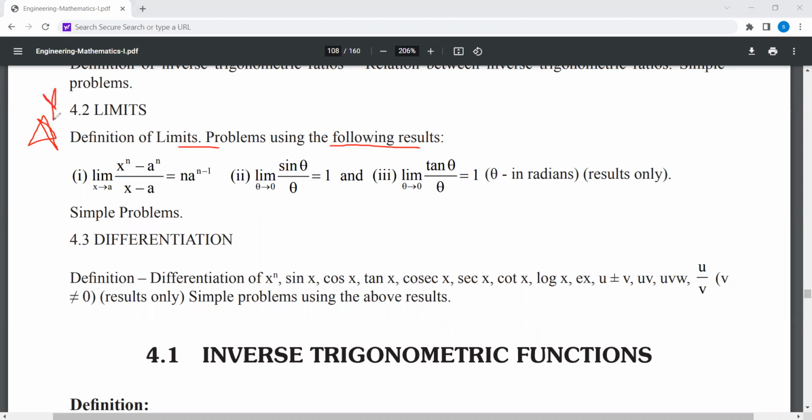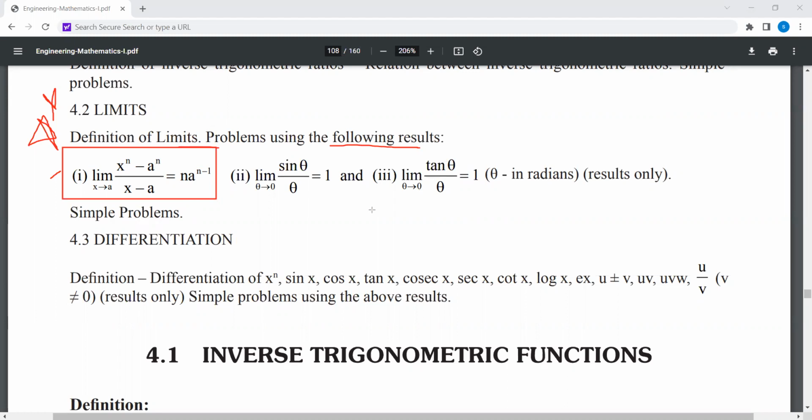Important formula of limits. The first formula is limit x tends to a, x raised to n minus a raised to n, upon x minus a. The answer is equal to n into a raised to n minus 1.